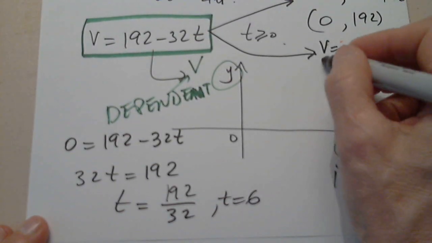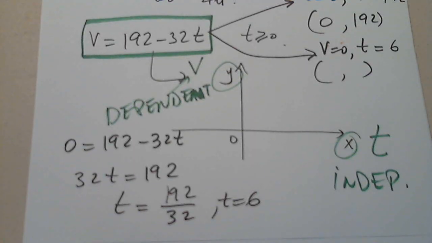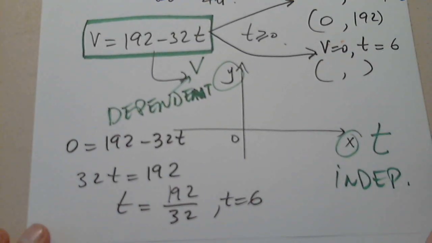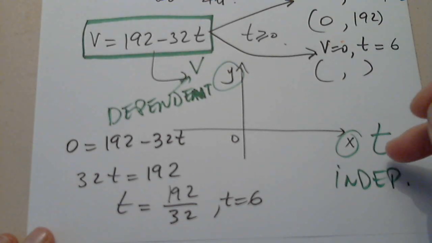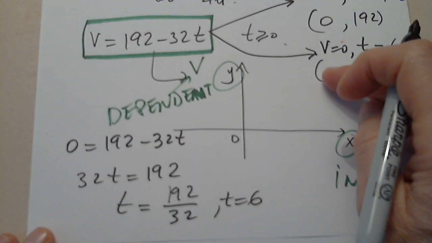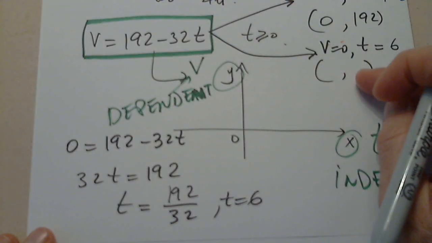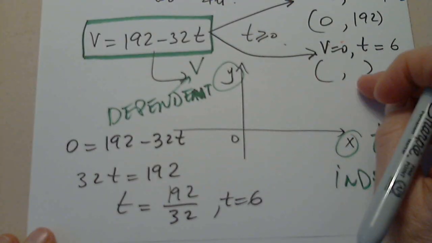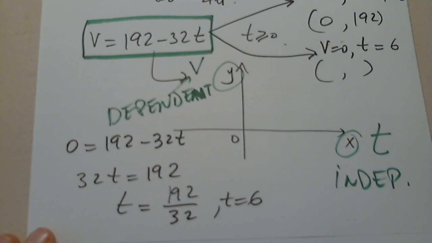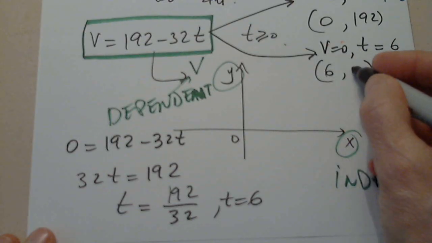So t equals 6. Can anyone give us the ordered pair, please? 0, 6. Careful. The independent variable is always first. The dependent variable is always second. First coordinate, second coordinate. 6, 0. 6, 0 indeed.